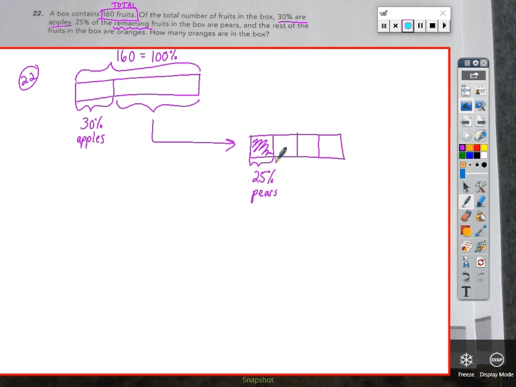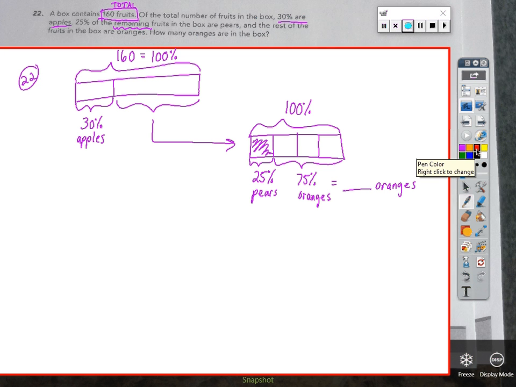Okay, the question is, how many oranges are remaining? So they don't want the percent of the oranges. In a minute, I'll be able to figure out, well, 25% plus 75% would get me 100%. So in a minute, this will be 100% of the remaining fruit. And the 75% has to be my oranges. So I'm going to have to figure out how many oranges that is.